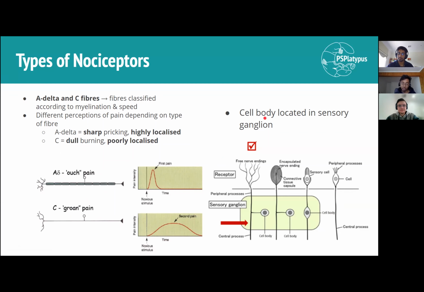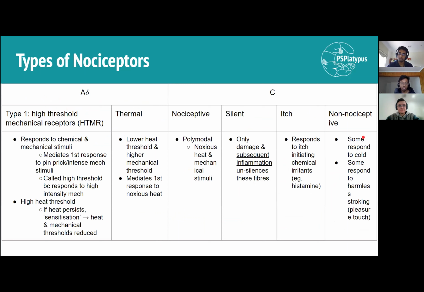As for the nociceptors themselves, they really are just free nerve endings, with a cell body located in the sensory ganglion like other types of sensory cells. It's important for us to know that it's a free nerve ending only, though, for all nociceptors. All right, so going into more classifications.